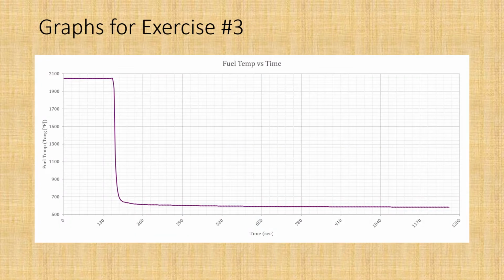This graph shows the fuel temperature over time. As you can see, the reactor is tripped at 150 seconds into the simulation, at which point the fuel temperature decreased rapidly until stabilizing at about 600 degrees Fahrenheit. We would expect that the fuel temperature would come to the temperature of its surroundings eventually.